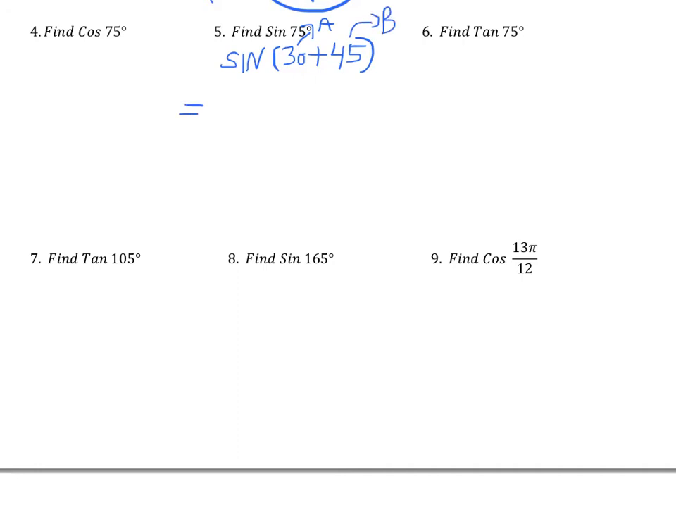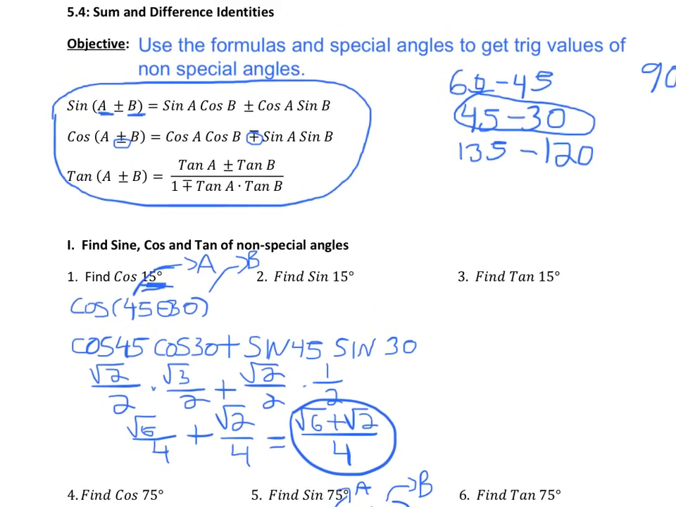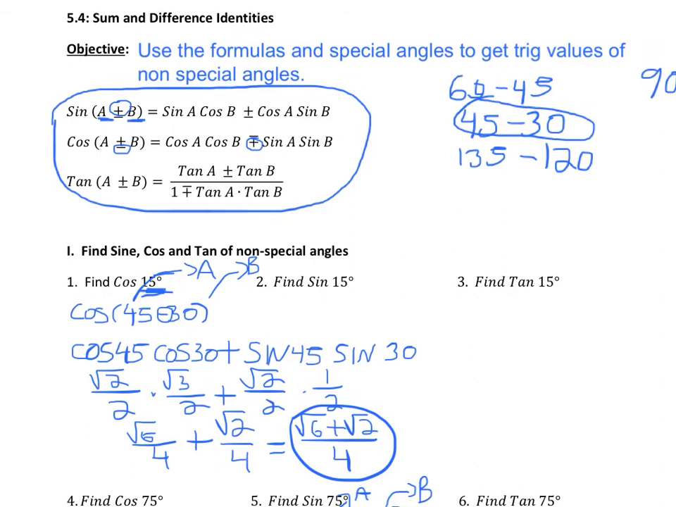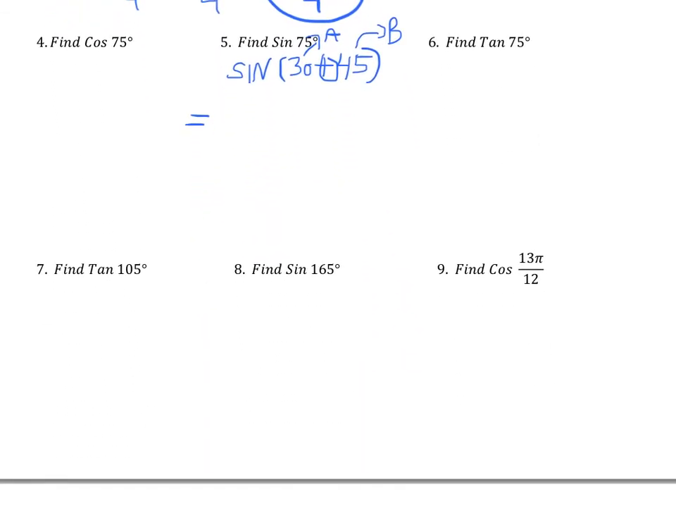Now, I'm going to go up to the formula. When I look at sine, I'm dealing with plus. So if I'm dealing with sine and this plus, then I'm going to use a plus. So it's going to be sine of A, cosine of B. I'm just going to get the setup, and then that's it. So I'm going to have sine of A, which is sine of 30, times cosine of B, which is cosine of 45, and then plus cosine of A, which is 30, times sine of B, which is 45.